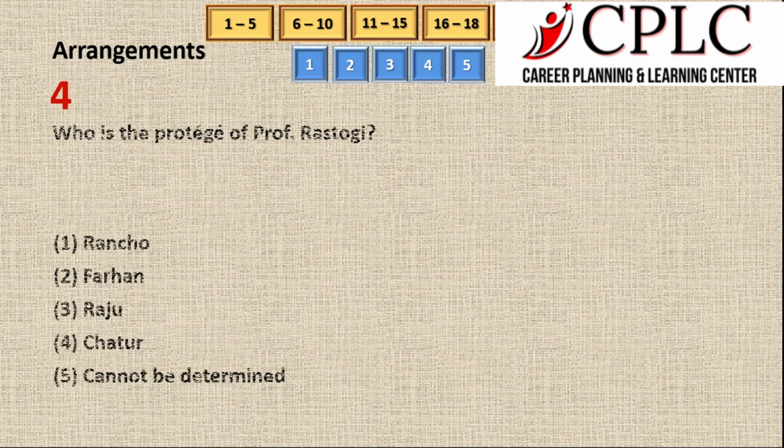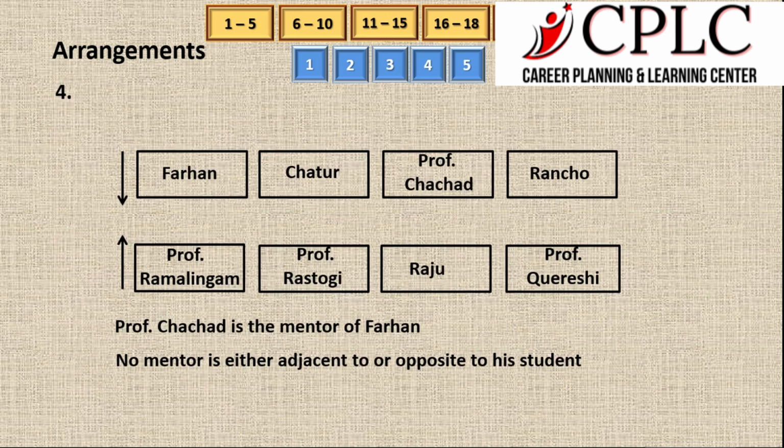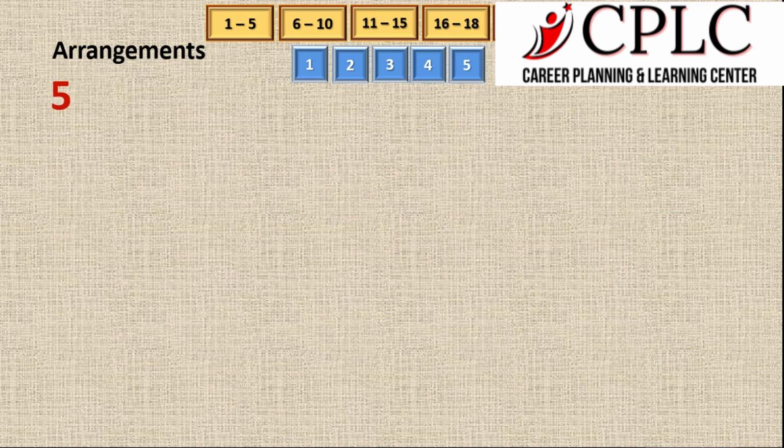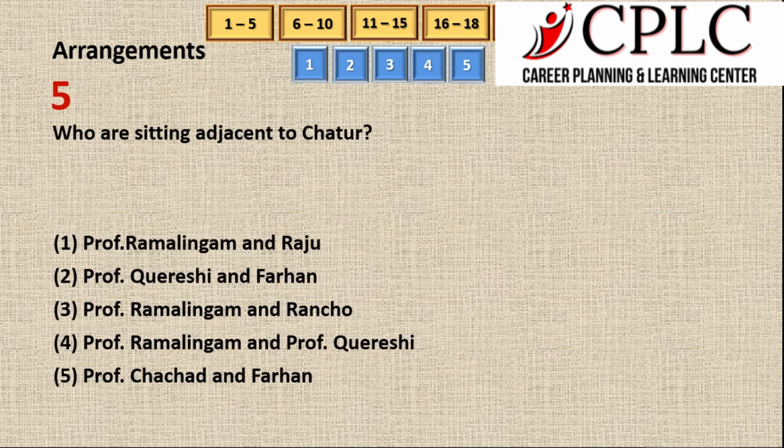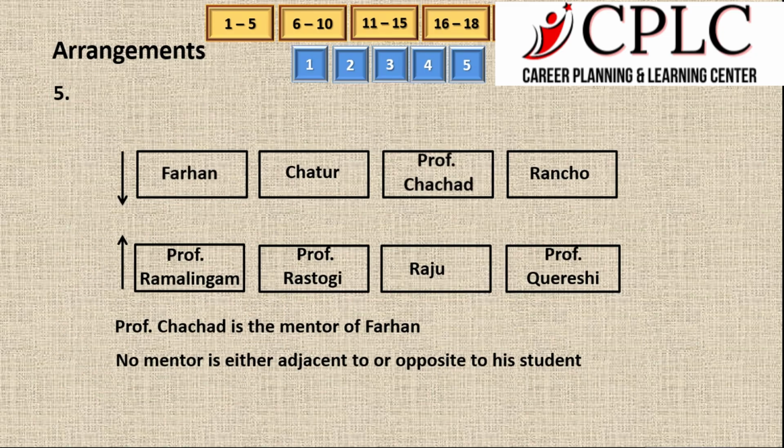Fourth one, who is the student of Professor Rastogi? Obviously Chatur is not the answer, Raju is not the answer, Farhan is also not the answer. So only Rancho is left. That is option 1 again for the fourth question. The fifth and last one, who are sitting adjacent to Chatur? Obviously Farhan and Professor Chachad. That is option 5 for the fifth. So this is how you can solve this set.